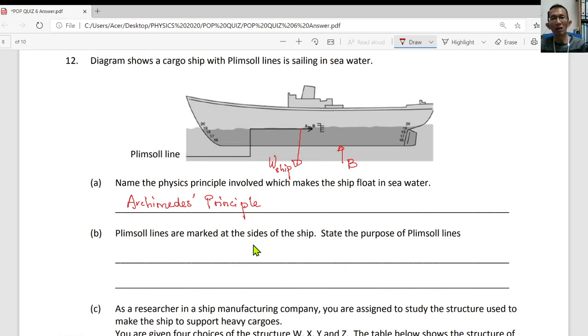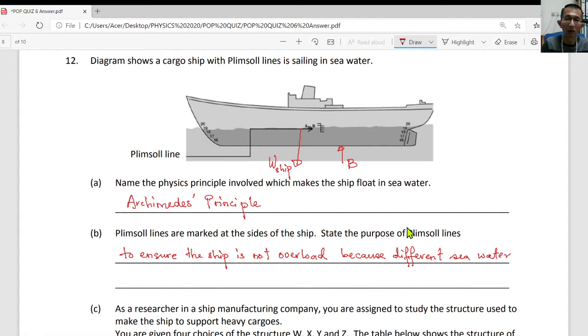The Plimsoll lines are marked at the side of the ship. State the purpose of the Plimsoll line. What is the purpose of the Plimsoll line? That is to ensure the ship is not overloaded, because different seawater will have different density.